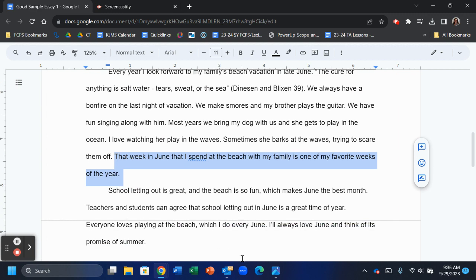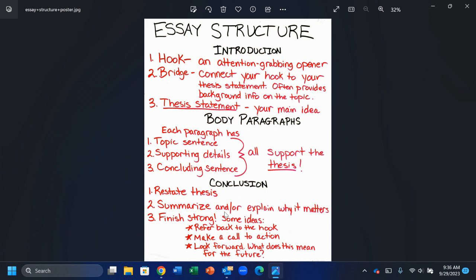Lastly, we have a conclusion. Let's look at our chart. Our conclusion, we're going to restate the thesis in different words. We're going to summarize our argument or explain why it matters. And we're going to finish strong.